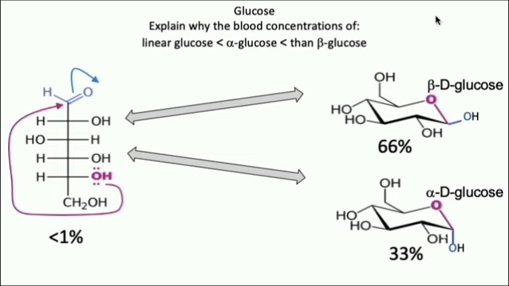As a result, in your blood right now, about 2/3 of the glucose molecules is in a beta glucose, a cyclic form. About 1/3 is in alpha glucose cyclic form, and less than 1% is linear. This is kind of fortuitous.